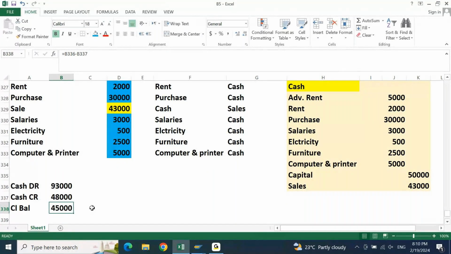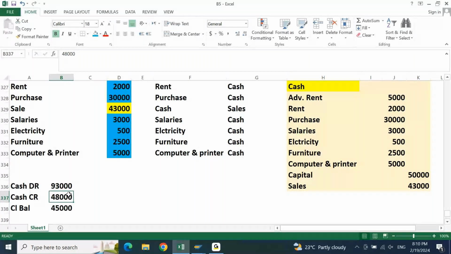When you prepare the ledger account, this is what you are going to do. You will open a cash account, debit, credit. On the debit side, wherever cash is there, every amount will appear. On the credit side, wherever you have cash, every amount will appear. You will do a total for each, and whichever is more, accordingly you are going to get either a debit balance or a credit balance.